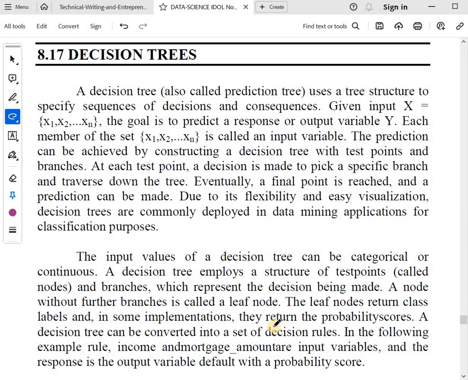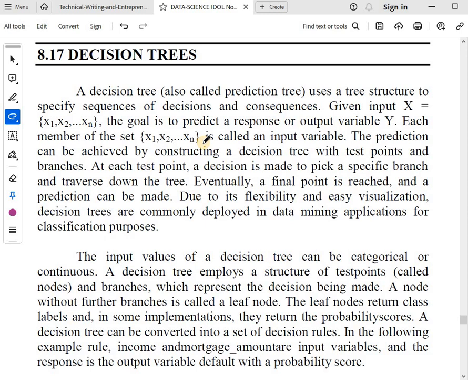So let's say that I have inputs. My input is denoted by X. X is nothing but a set of smaller inputs, X1, X2, X3 up till Xn. And using the set of inputs that I am choosing, I have to predict my response or output variable, that is Y. Each member of this set, X1, X2, X3 up till Xn, is called my input variable.